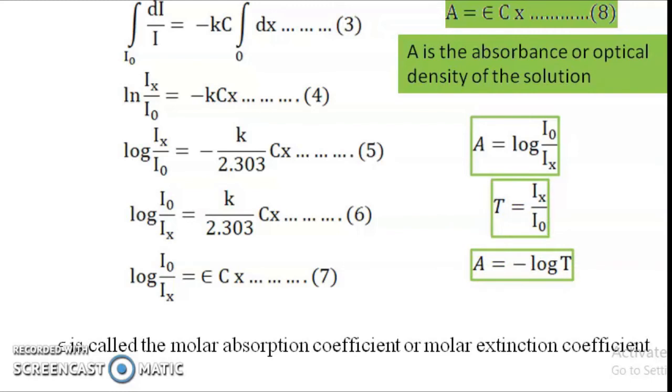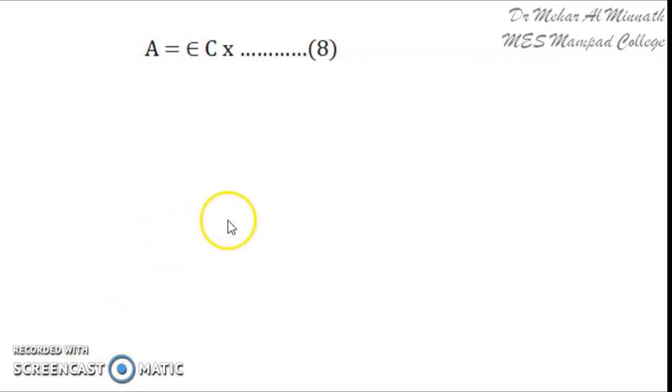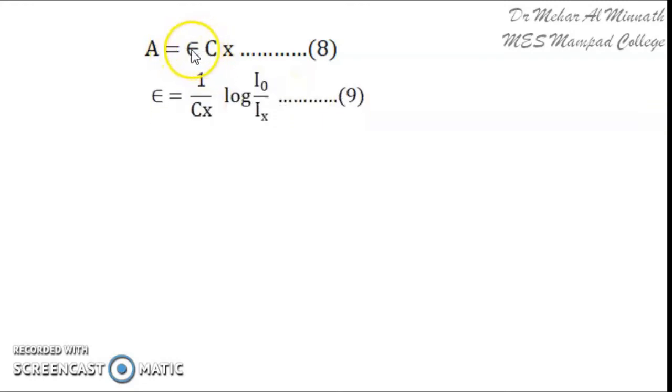Now we need to define what is epsilon, the molar absorption coefficient. We shall take up equation 8 and then go for the definition for epsilon. Now equation 8 is A is equal to epsilon Cx. This epsilon can be rewritten as 1 by Cx log I0 by Ix. You rearrange this and instead of A, put log I0 by Ix. You get this expression, equation number 9.